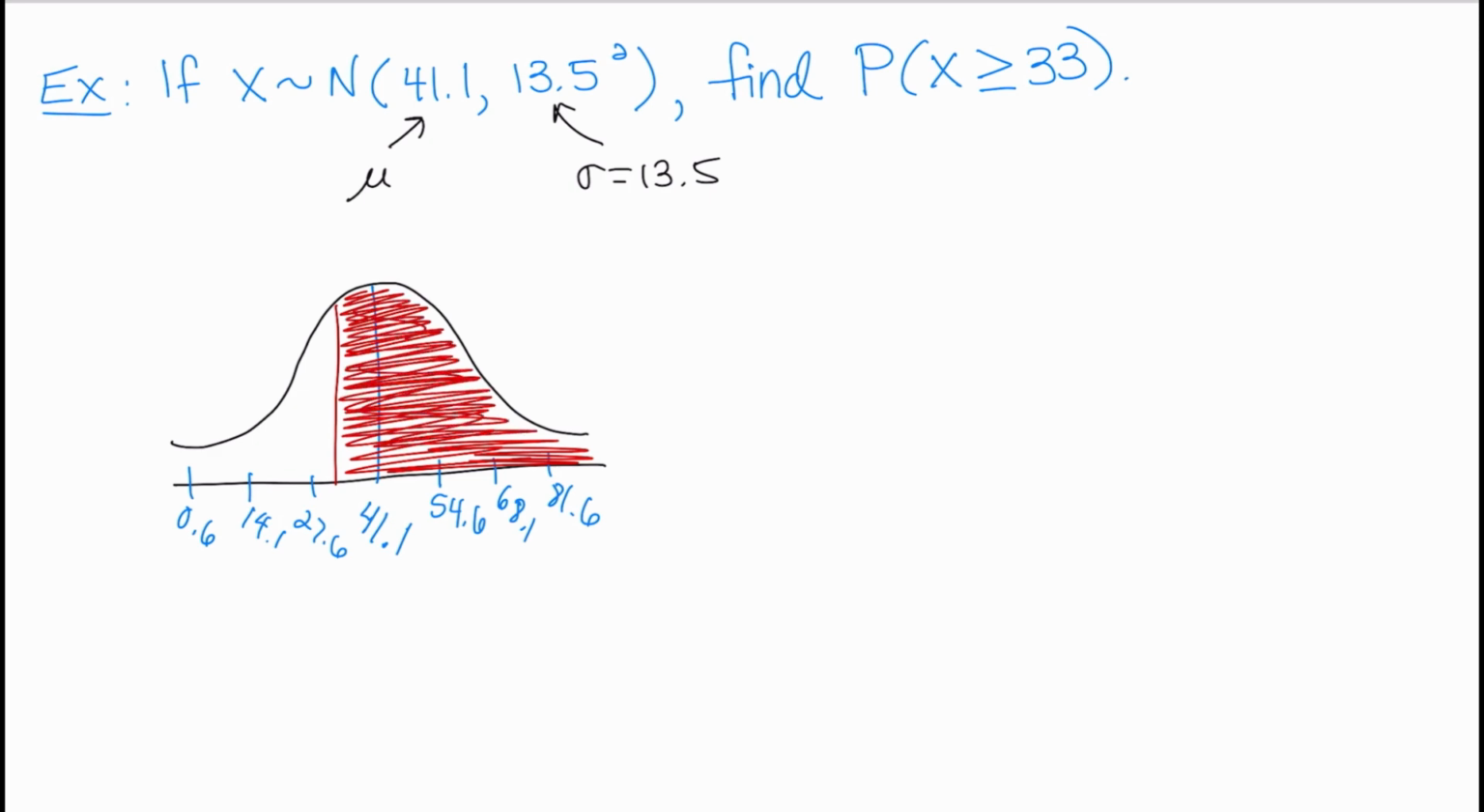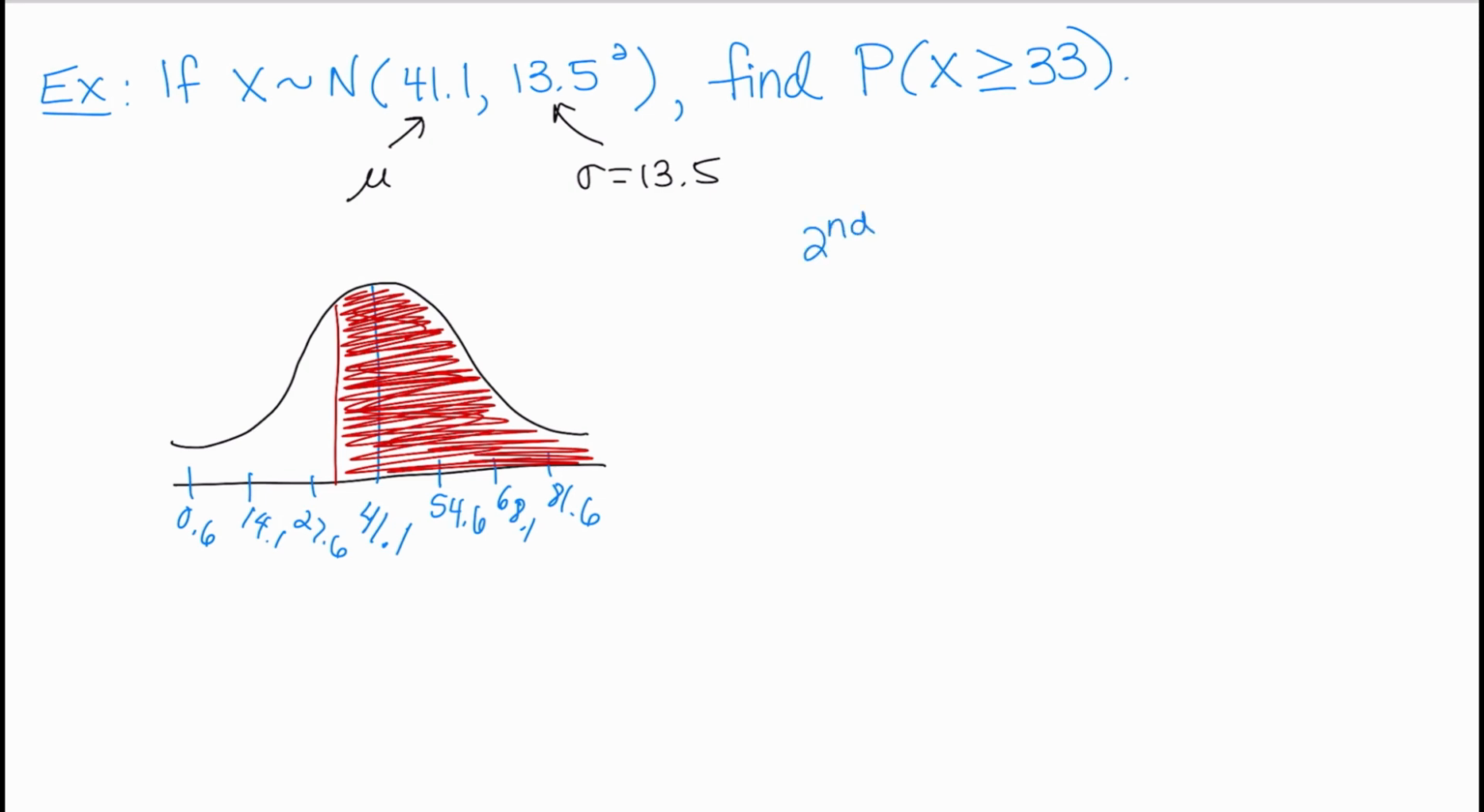Now, why do I do this? Number one, a visual is going to help me to determine what is happening in the problem. I can very clearly tell that my answer that I expect to get is going to be more than 0.5 because I have shaded more than half of my distribution, half of my curve. So what do I do now? I have to go to the calculator.